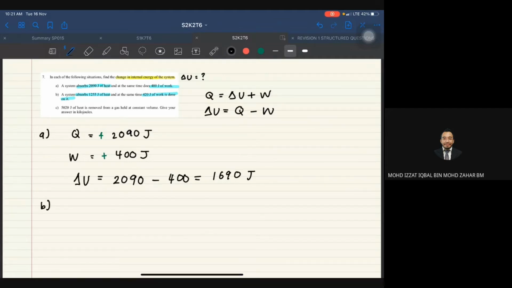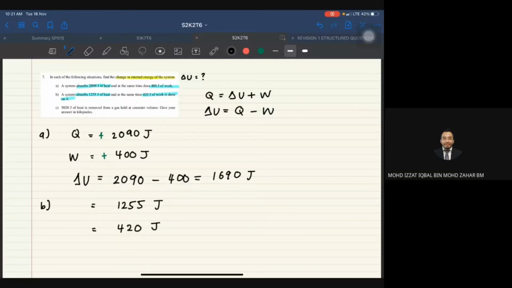Okay, so we have two values, 1255 and 420. 1255 we can represent with a symbol apa? Heat apa? Q. Q kan? Is it positive or negative? Heat positive, being absorbed. Okay, very good. So it's positive Q sebab heat being absorbed.